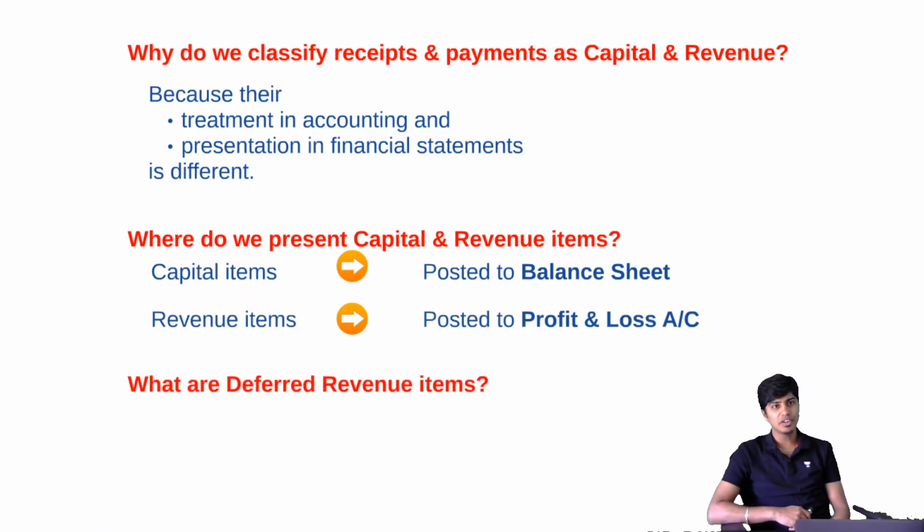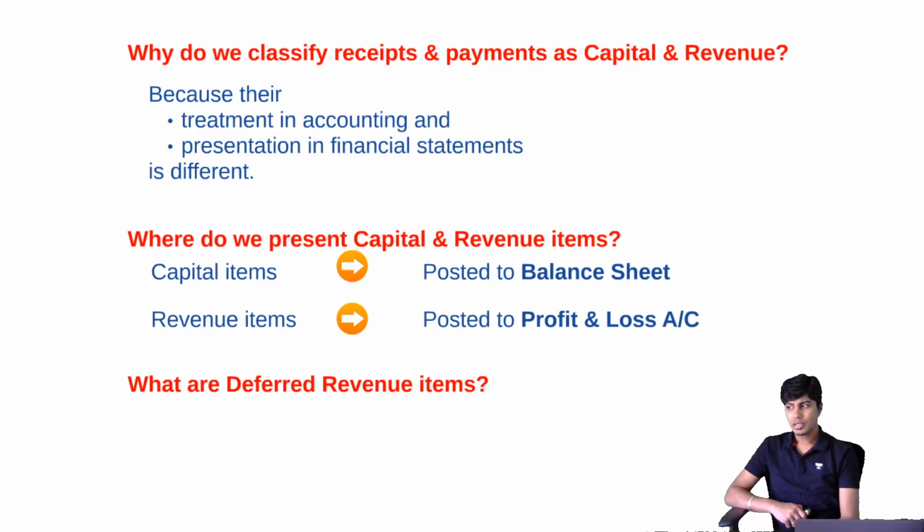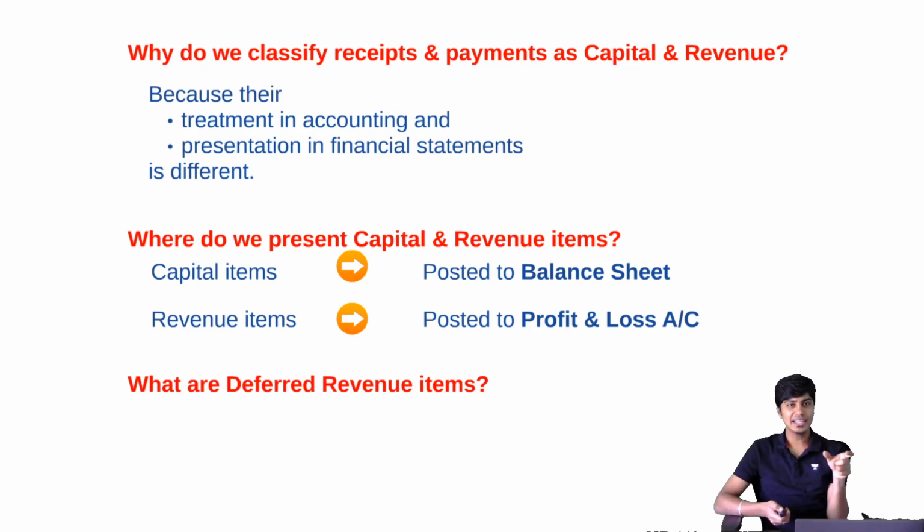Remember that, what are deferred revenue items? These are revenue items which act like capital items, especially because this revenue item like rent, salary, expense is paid for a period longer than a year. It is like 2 years' rent paid together. Once you paid 2 years' rent, that doesn't become an asset. It is 2 years' expense paid together.